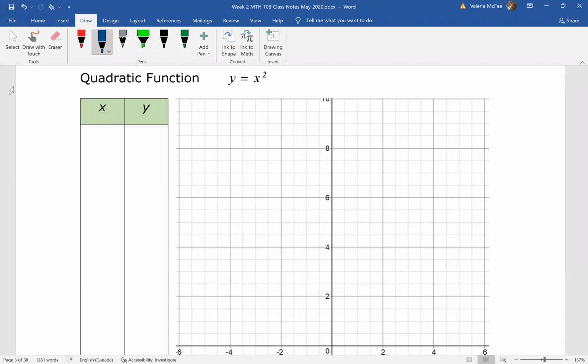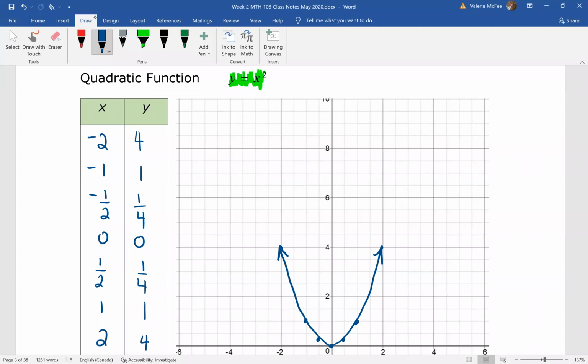I hope you're familiar with the quadratic function y equals x squared. You should know what this graph looks like. Let's find some ordered pairs for it using -2, -1, -1/2, 0, 1/2, 1, and 2. Pause your video, fill in the table, graph the function.